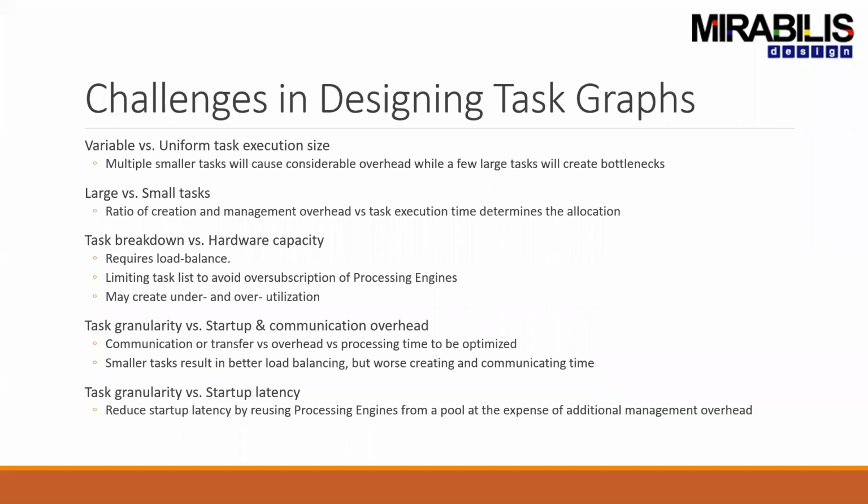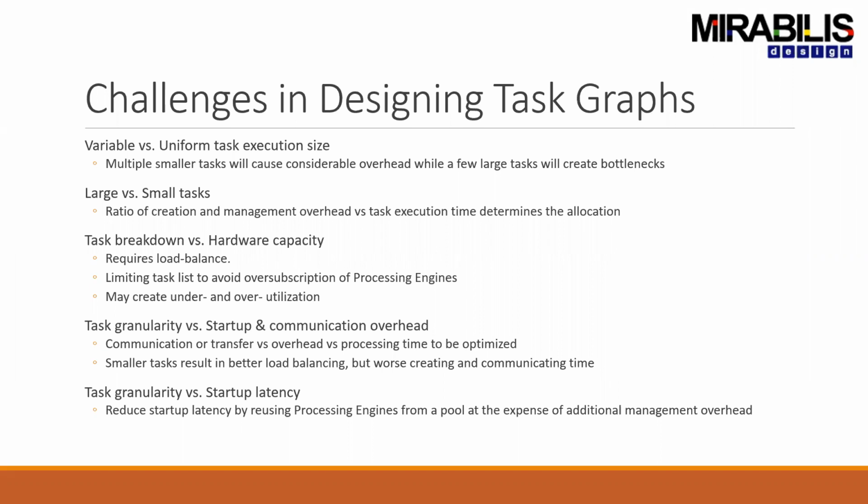When you break down these tasks into multiple smaller or larger tasks, you are worried about the hardware capacity, which is really about the load balancing. Task graphs are all about two elements: load balancing, which is how do I assign these tasks to the processing engines, and the second one is how many processing engines do I need? The limitation is always worrying about oversubscribing processing engines, which may create under or overutilization.